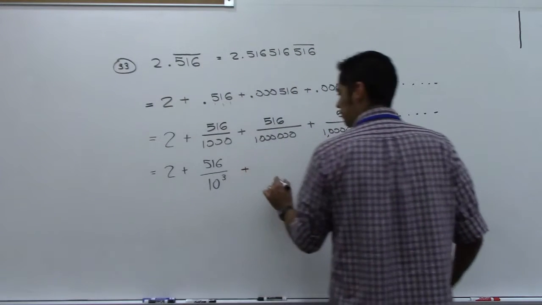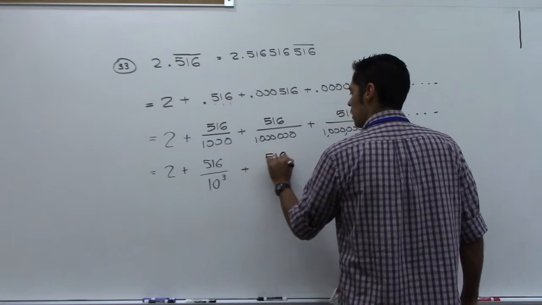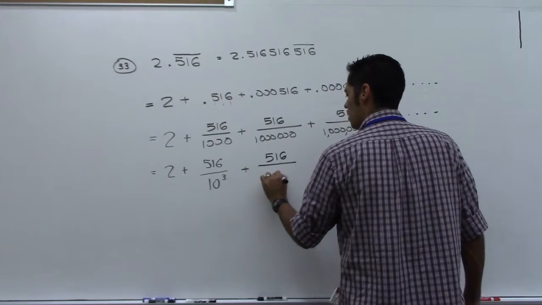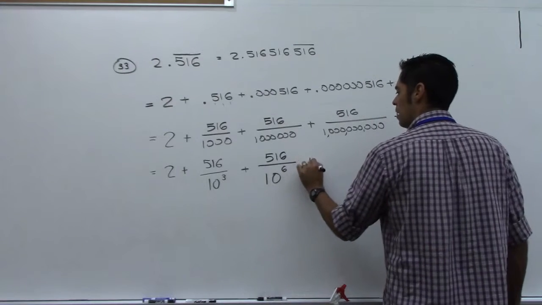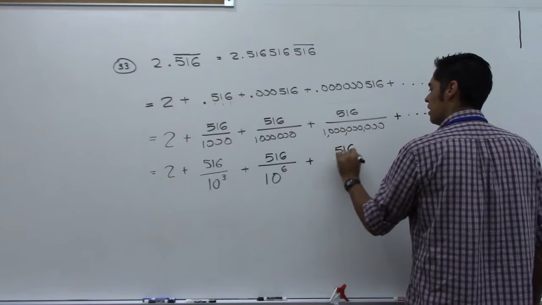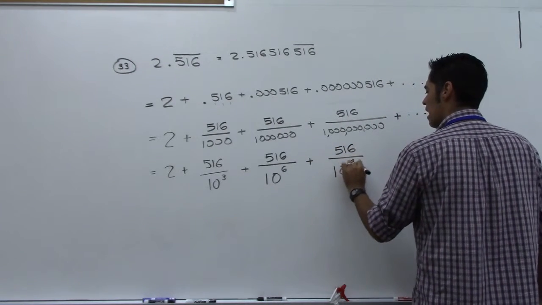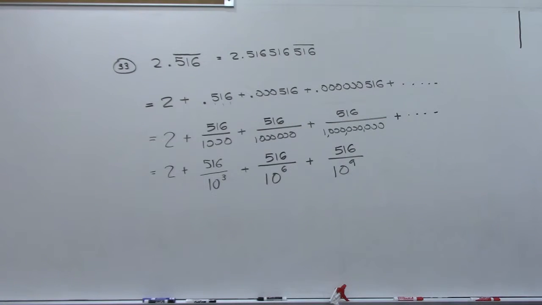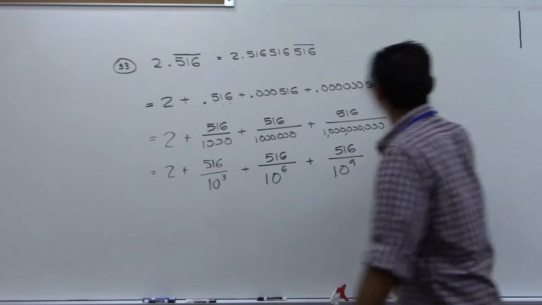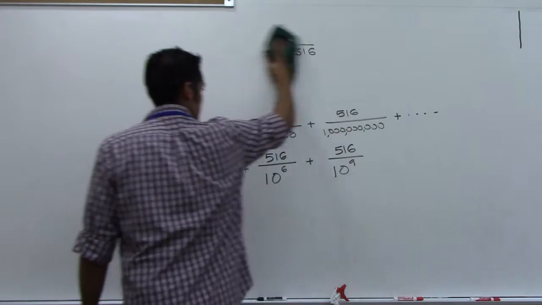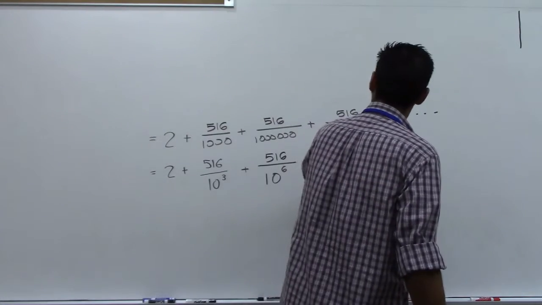Plus, let's see, 516 over 10 to the 6th, and then 516 over 10 to the 9th. The pattern keeps repeating itself out here.